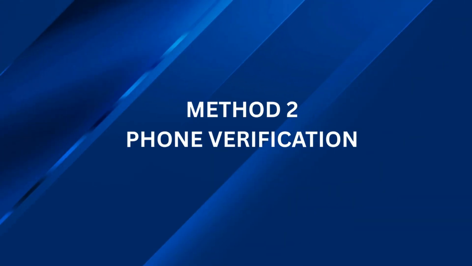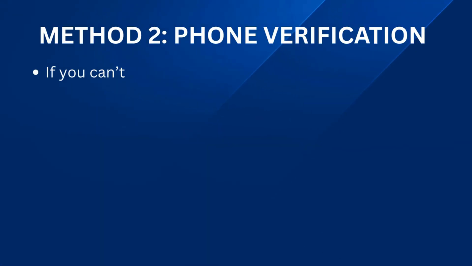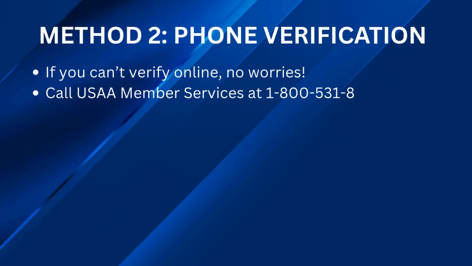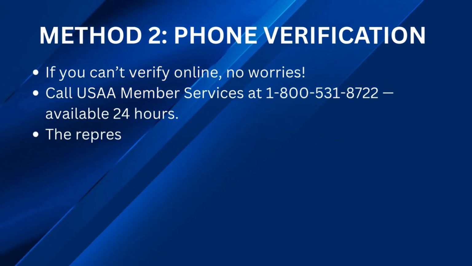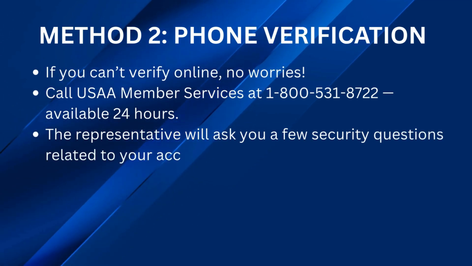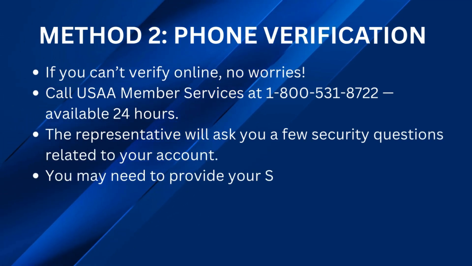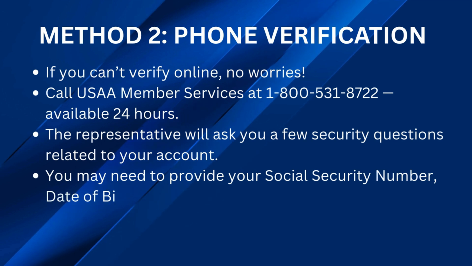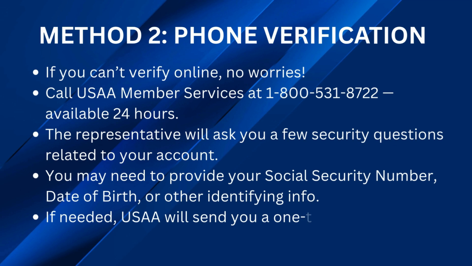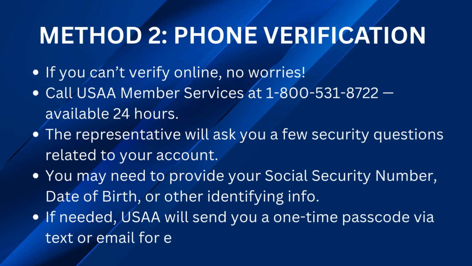Method 2. Phone verification. If you can't verify online, no worries. Call USAA Member Services at 1-800-531-8722, available 24 hours. The representative will ask you a few security questions related to your account. You may need to provide your social security number, date of birth, or other identifying info. If needed, USAA will send you a one-time passcode via text or email for extra verification.